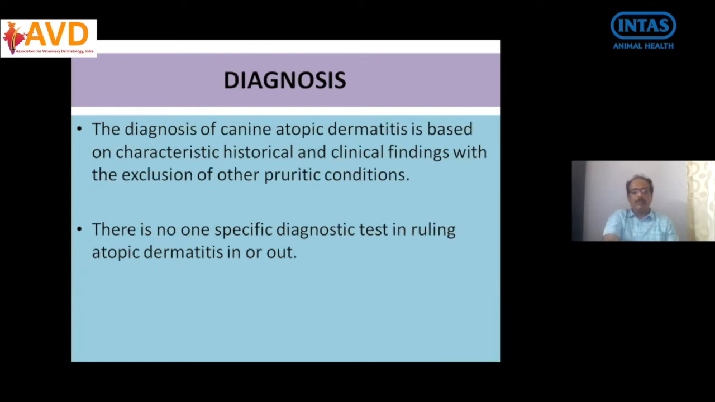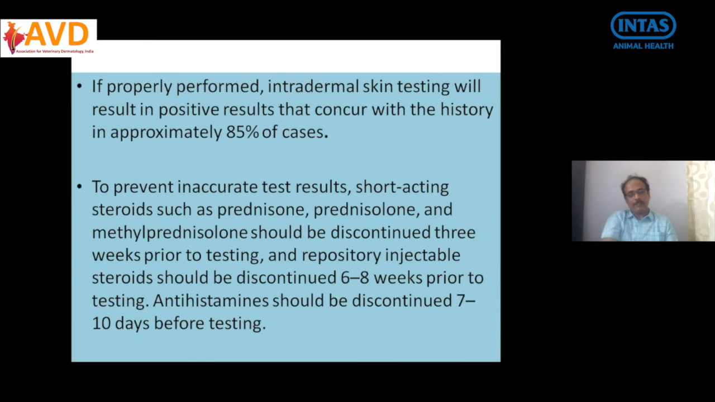Then diagnosis. The diagnosis of canine atopic dermatitis is based on the characteristic historical and clinical findings with the exclusion of other pruritic conditions. So you have to exclude other pruritic conditions, and then you have to take the history and the clinical signs. Then you can arrive at a diagnosis. There is no one specific diagnostic test in ruling atopic dermatitis in or out. So you have to rule out other disease conditions and then reach a consensus in the case of atopy.